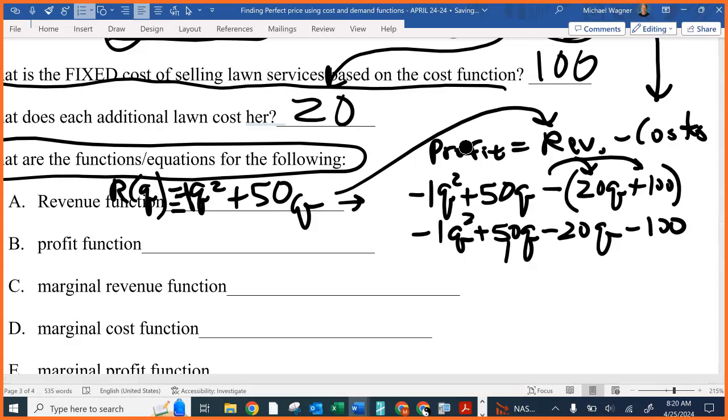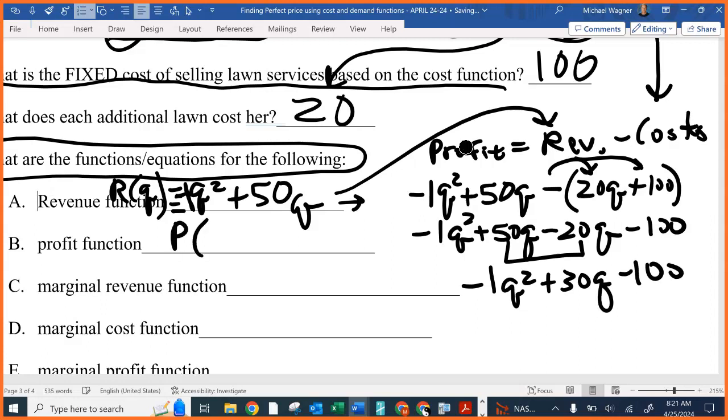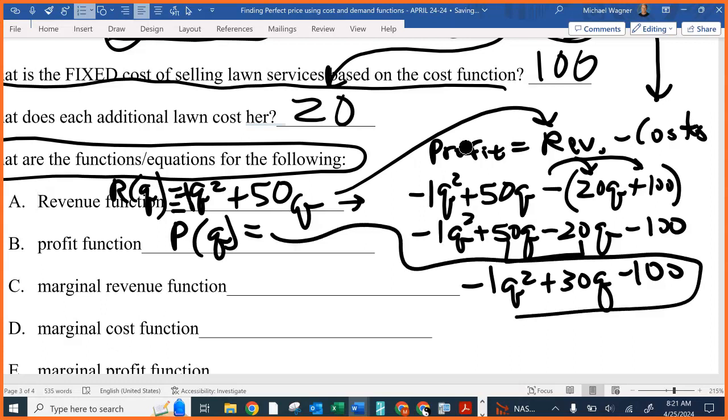All right, what can we combine? Well, we can combine these, right? So we get negative 1Q squared, 50Q minus 20Q is plus 30Q, minus 100. So I would do P as a function of Q equals this over here. So we're going to be doing a little bit of algebra, but that's okay. You guys can handle those. This is good practice anyway for the SBA coming up.